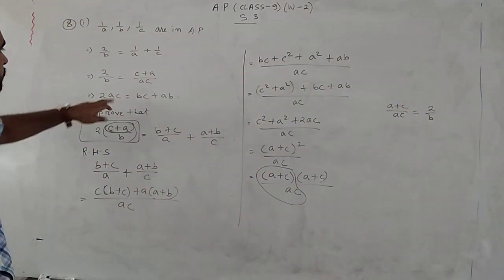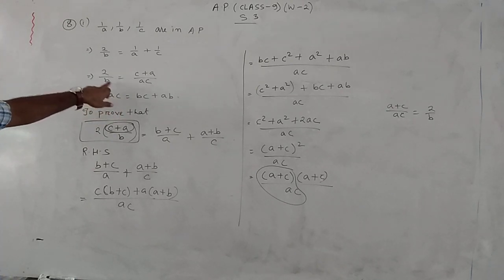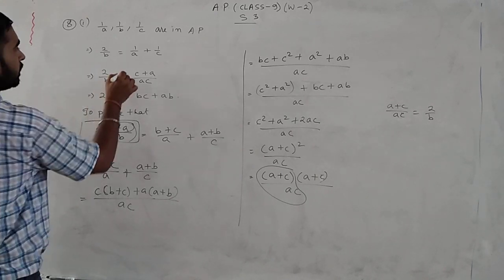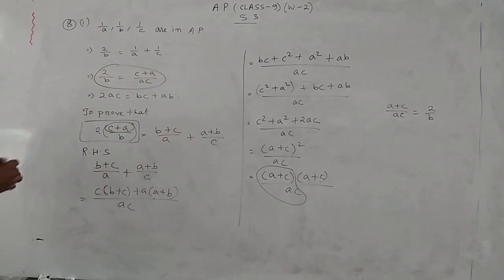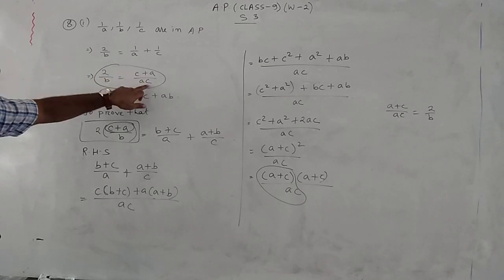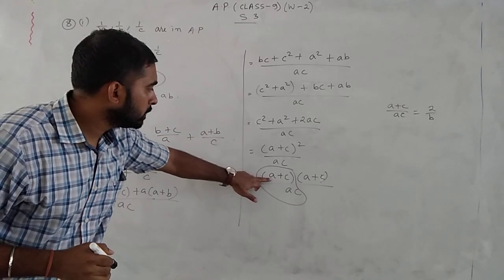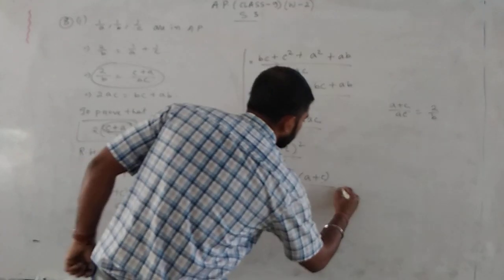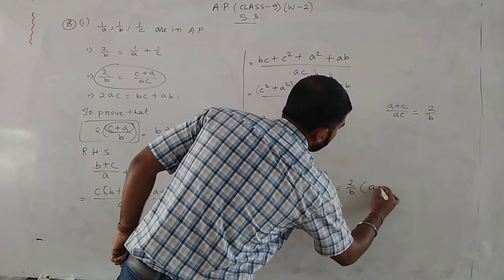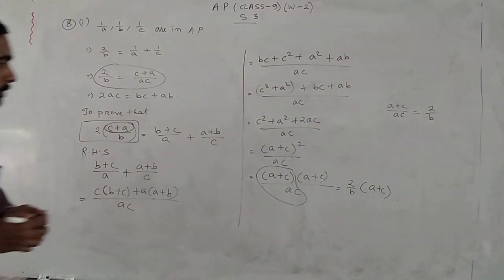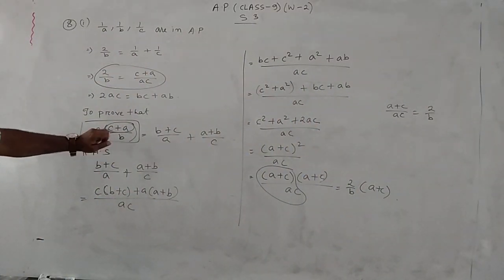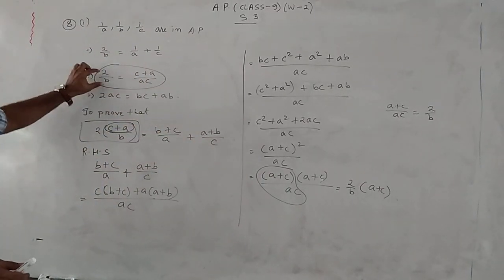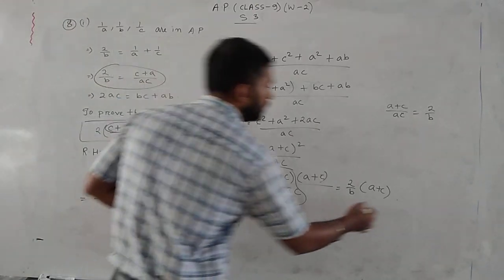Now, see this one. Here, we got 2 by B. Yes, 2 by B equal to C plus A by AC or not? So, in place of C plus A by AC, we can write 2 by B. So, this is equal to 2 by B into A plus C. Done? Yes or no? 2 by B into A plus C. Yes, correct? So, A plus C by AC equal to 2 by B. So, finished. Proved.